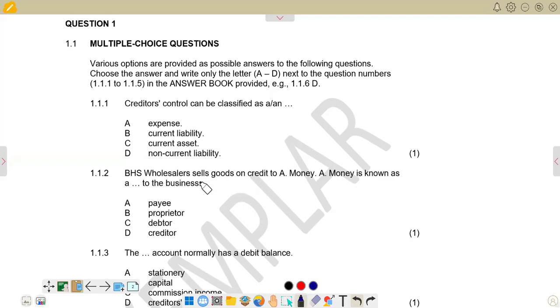So they are selling goods, which means these are sales, but they are sales on credit, which means that whenever we sell goods on credit, we are going to create debtors. Our customers, if they buy our goods on credit, become our debtors as they are owing us money. So according to the responses that we are given, debtors becomes the most appropriate answer, which is the correct answer.